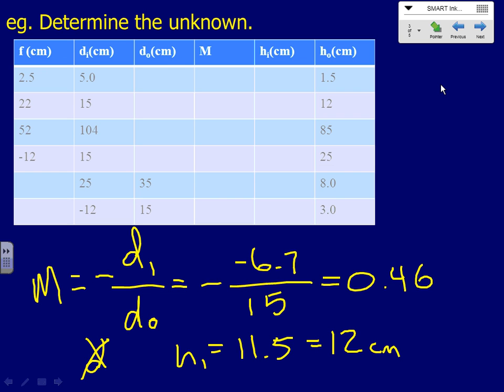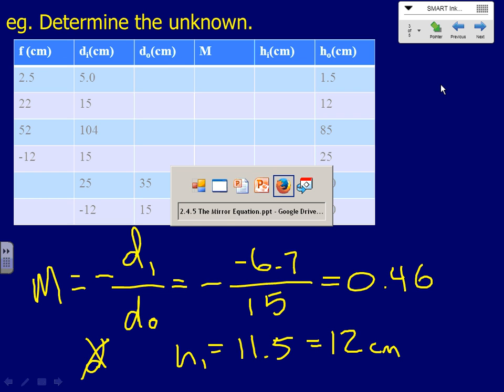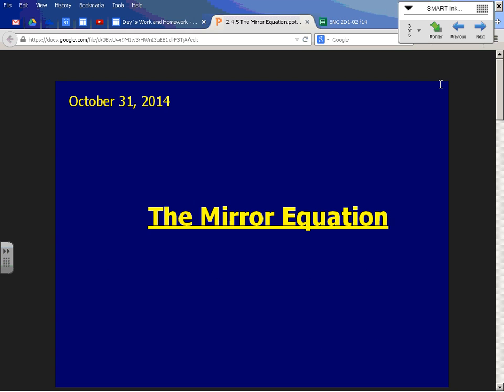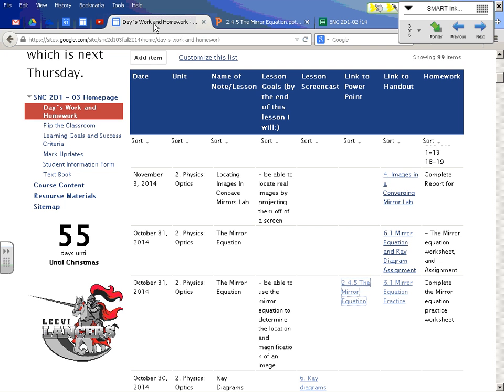Homework. There is homework, and the homework is right here. Folks, let me point it out to you. Day's work page. All right? On today's date. Don't worry about the mirror equation and ray diagrams assignment. I'm going to move that to Monday.